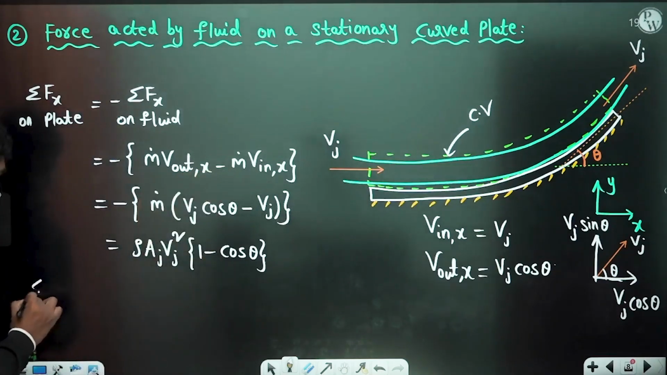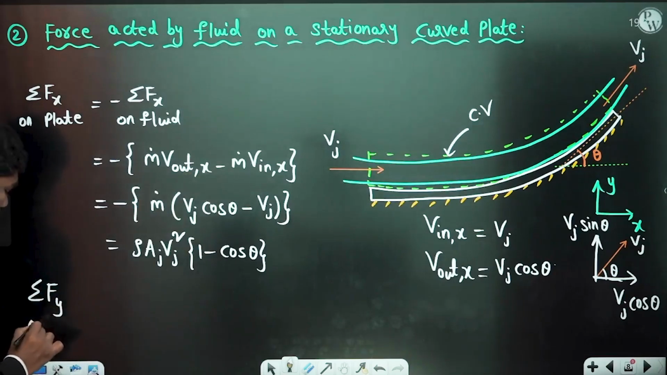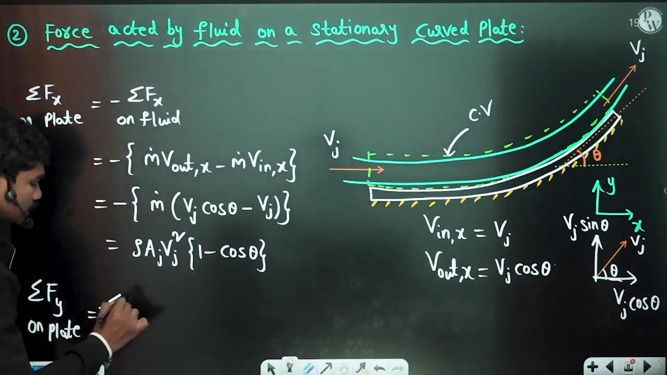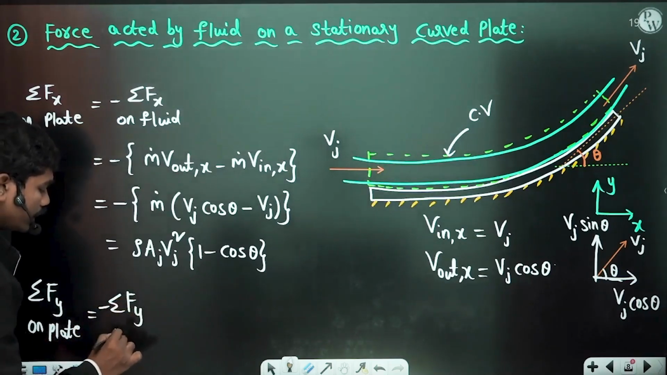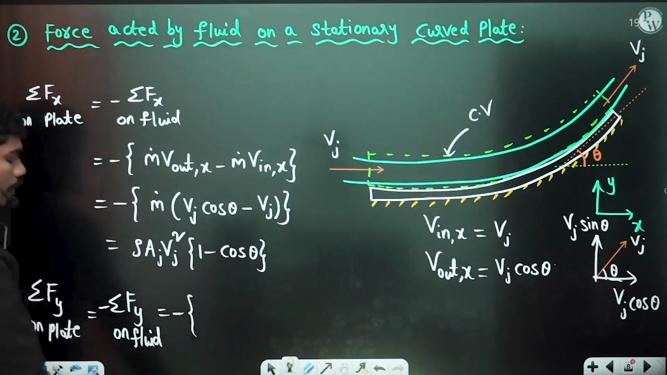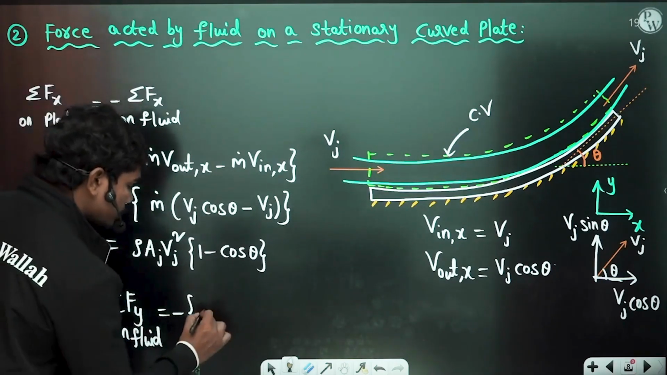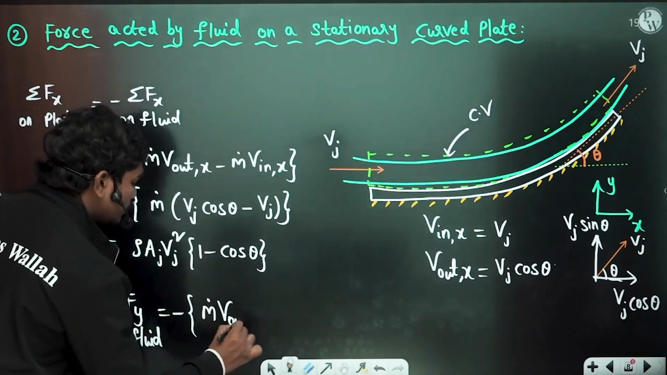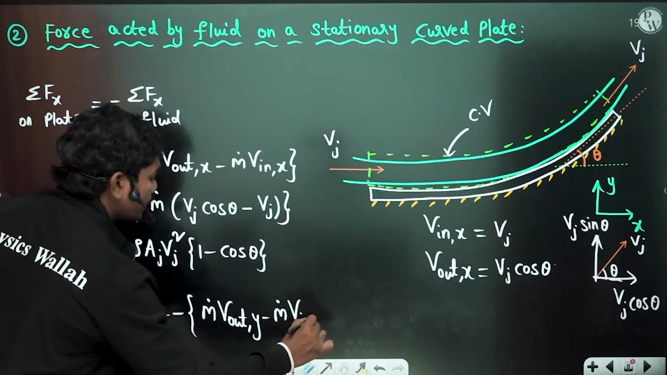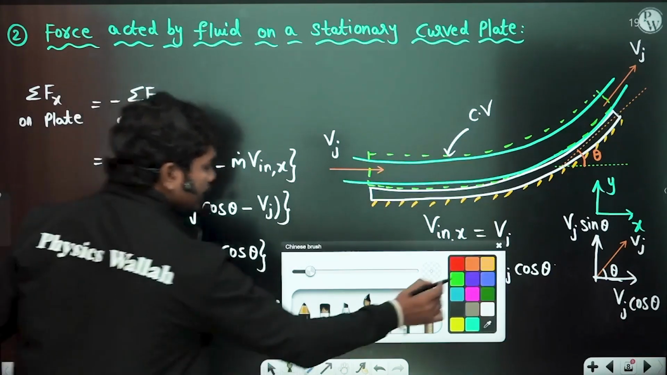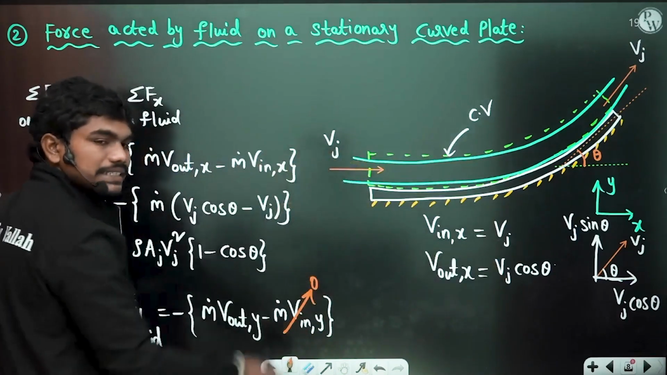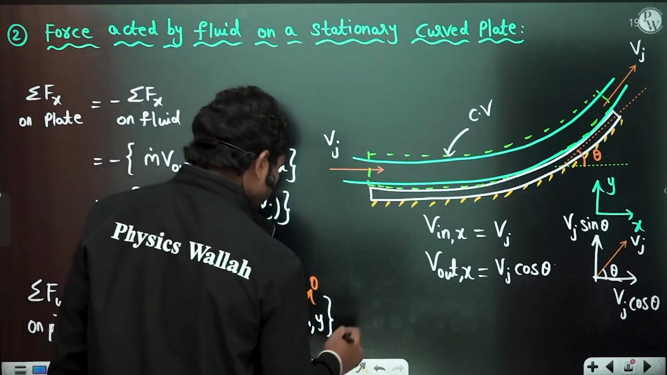Similarly, in the y direction, sigma Fy on plate is equal to minus sigma Fy on fluid, as per Newton's third law. So this is equal to minus sigma Fy on fluid, which is m dot V out in the y direction minus m dot V in the y direction. At the inlet there is no velocity in the y direction, so this is 0, because the fluid is entering parallel to the base.